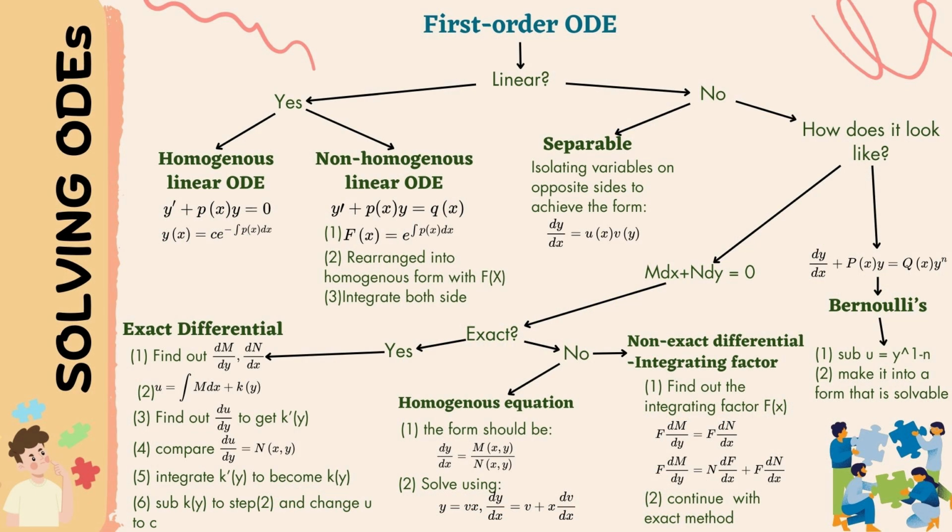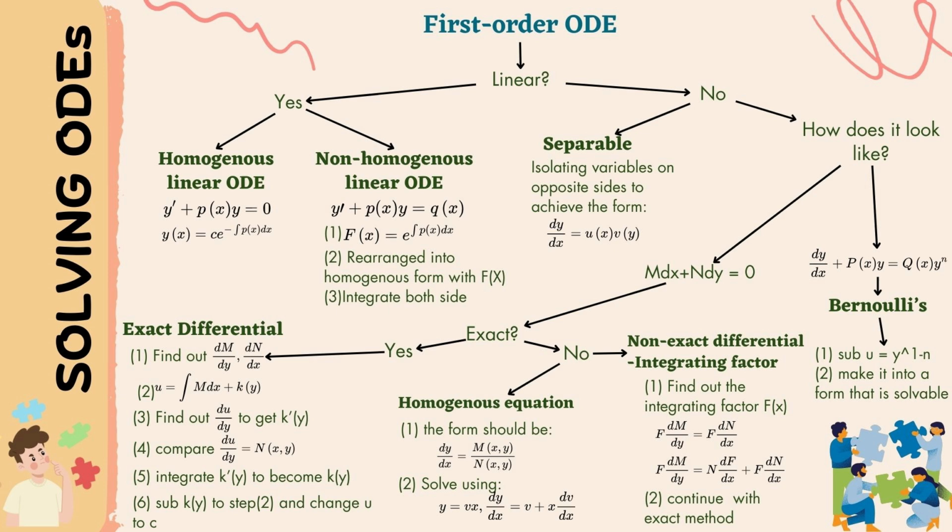Next up, let's explore the various methods for solving first-order ordinary differential equations, or ODEs. This flowchart will guide us through the different approaches based on the type of ODE we encounter. First, we need to determine if the ODE is linear. If it's linear, it can be either homogeneous or non-homogeneous.